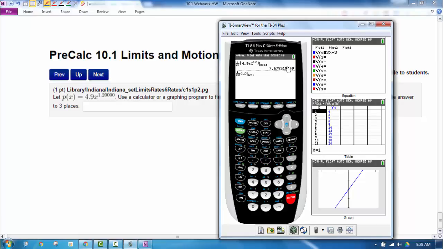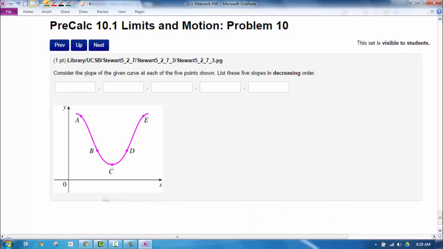Okay, the next problem wants us to consider the slope at each of these points. Let's list them in decreasing order. So the highest slope is D, because that's got the highest positive slope. Next one is E. That's a little bit less, but it's still positive. Next one is C, because that's 0. And the next one is A, because that's a negative slope. And then B is a negative slope, but it's more steep, so it's going to be the smallest number.